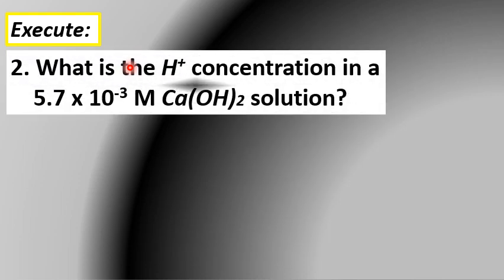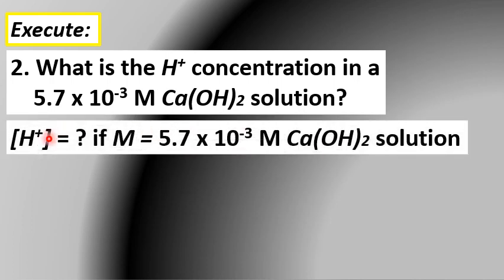In question number 2, what is the positive hydrogen concentration in a 5.7 times 10 to the negative 3 molar calcium hydroxide solution? Our target variable is the positive hydrogen ion concentration, and we are given the molarity equal to 5.7 times 10 to the negative 3 moles per liter. That's the same as molars.